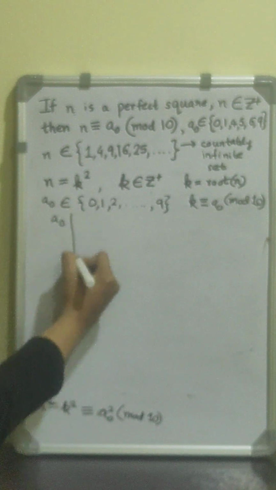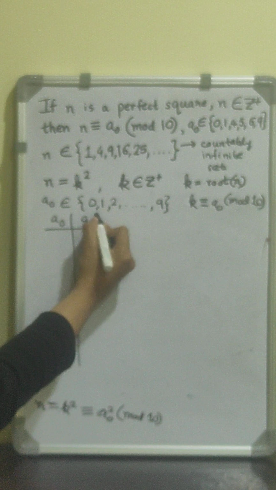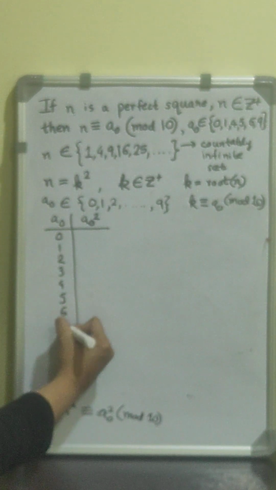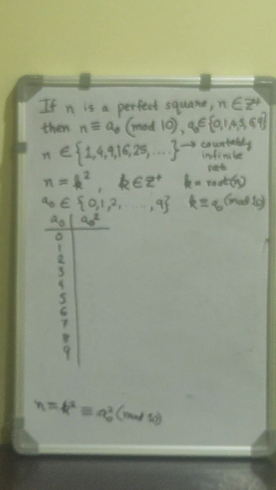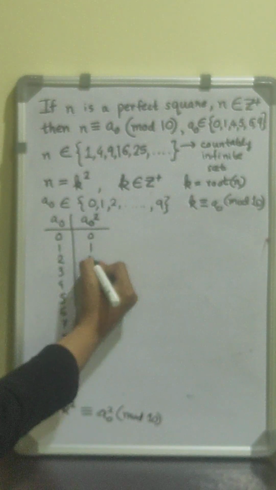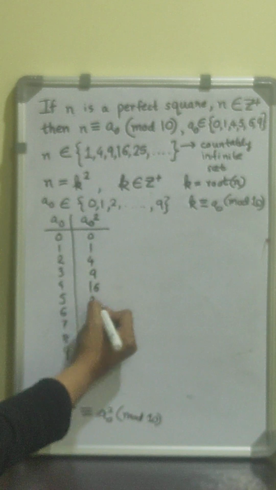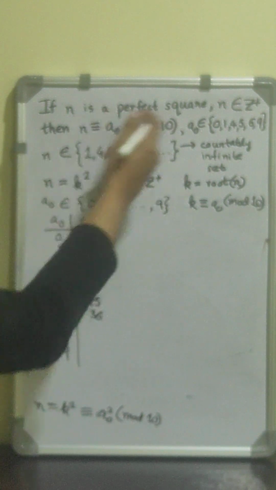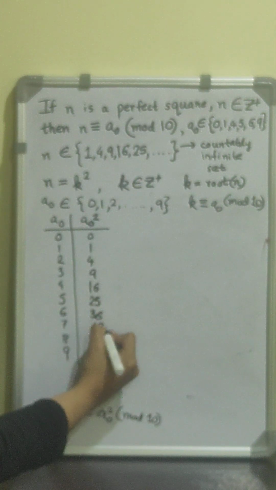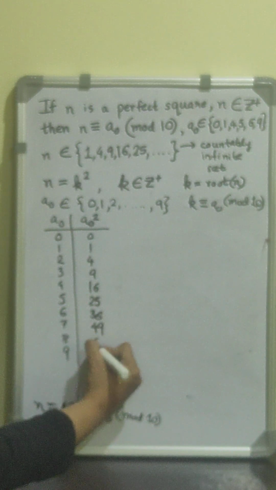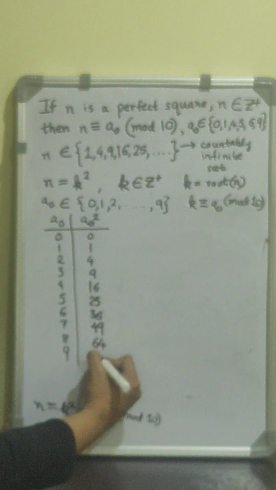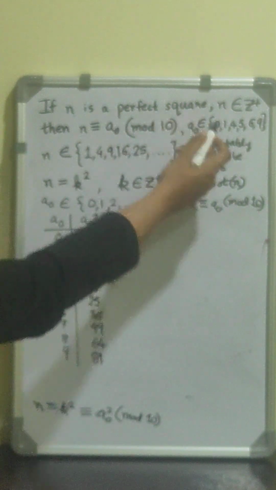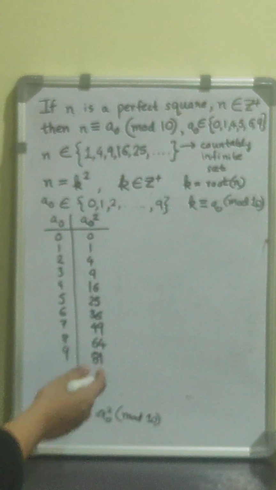So I'll tabulate all possibilities of a0: 0, 1, 2, 3, 4, 5, 6, 7, 8, 9. And I will write a0 squared: 0, 1, 4, 9, 16, 25. This is probably the only part in the proof where we're actually squaring things. You might have said we started off with squares, so we would have a lot to do with squares, but we did more with decimal number systems and the representation. This is the first part where we are squaring things, and since the problem is in terms of squares, you will have to square at some point in the proof.